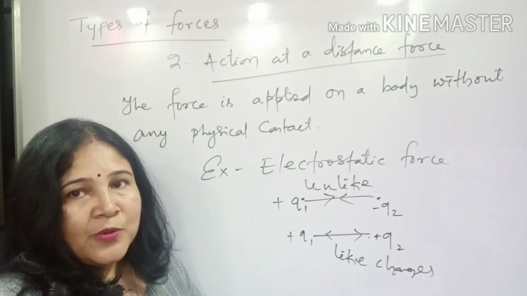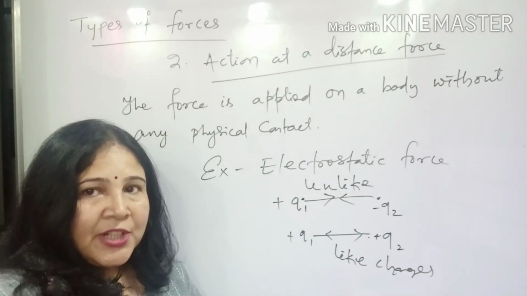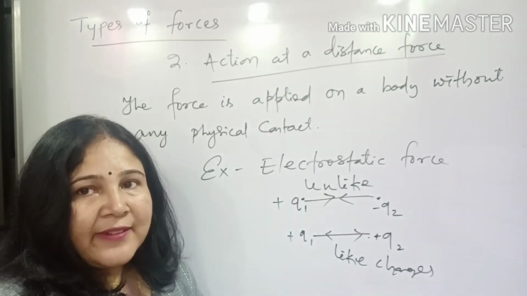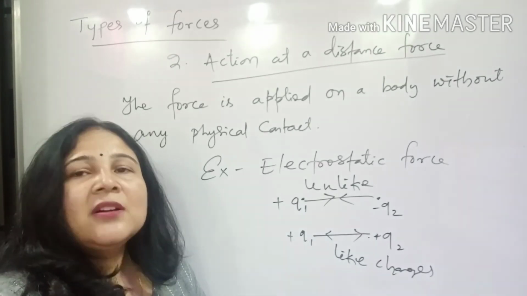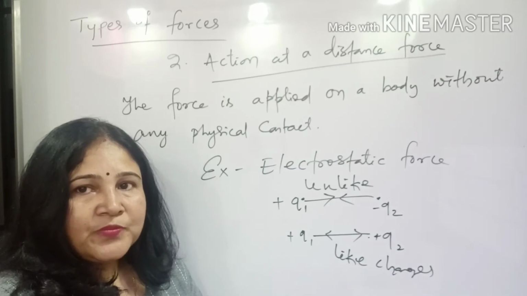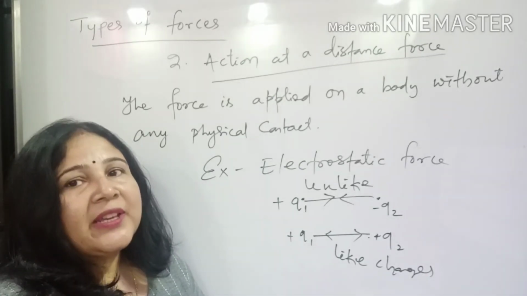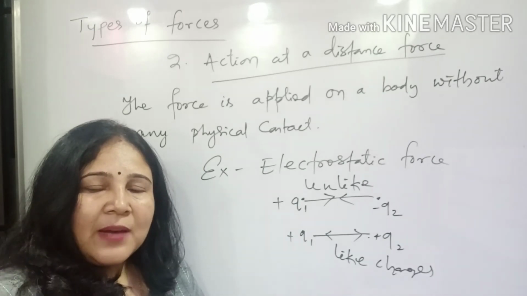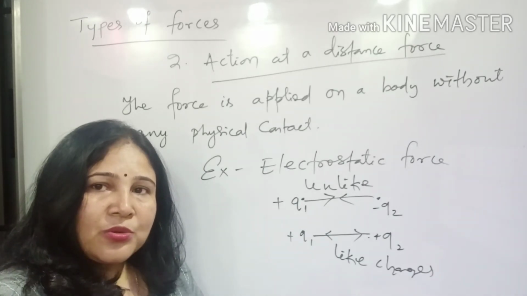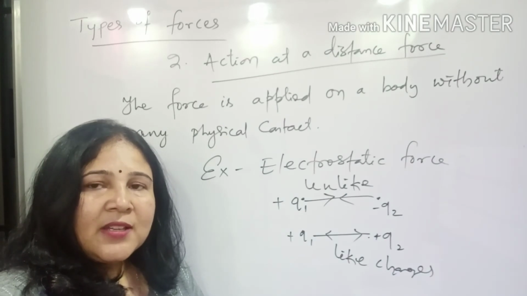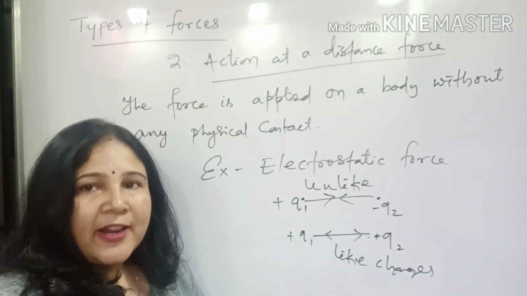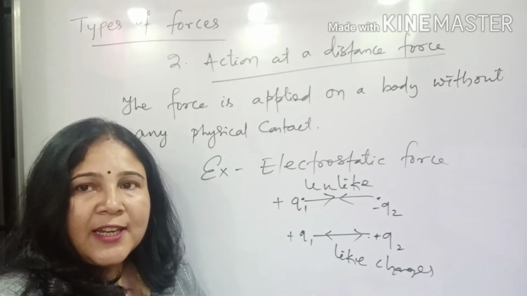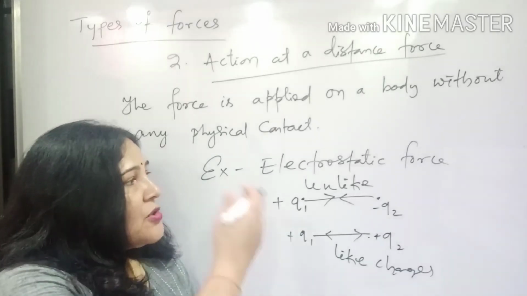The best example is something you might have heard of or experienced. If you take a plastic comb and pass it through your dry hair for some time, the comb gets charged. Now when you bring this charged comb near small bits of paper, you will see that the small bits of paper get attracted towards it. Why are the papers getting attracted? Because of this electrostatic force.